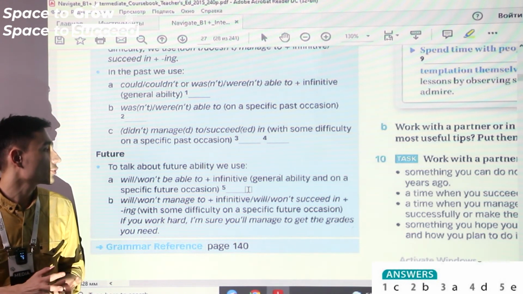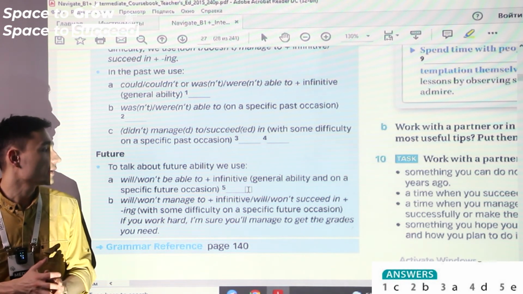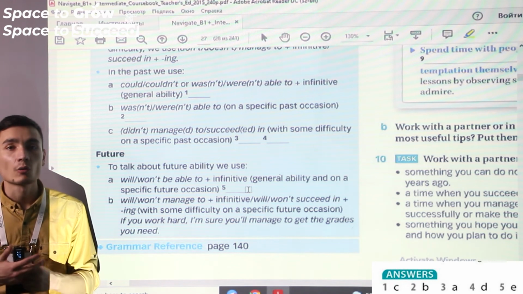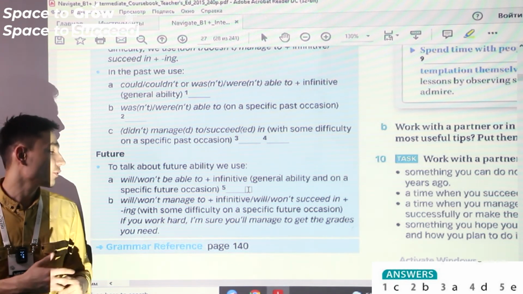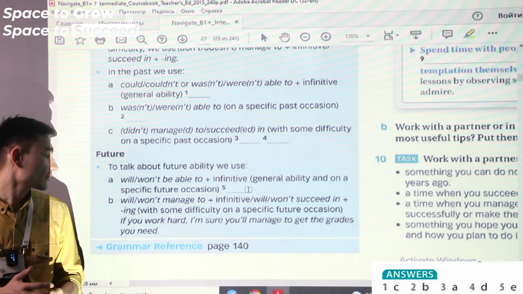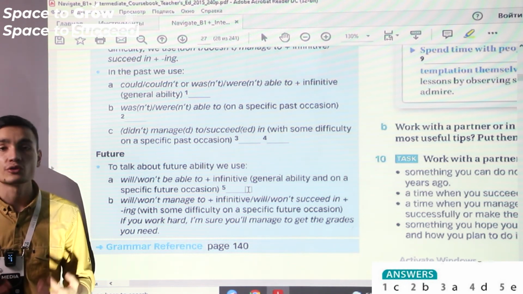Will, won't manage to plus infinitive, will, won't succeed in plus ing, with some difficulty on a specific future occasion. As you see, if hardship or difficulty or challenge is involved, we have to use manage to or succeed in. An example is, if you work hard, I'm sure you will manage to get the grades that you need.